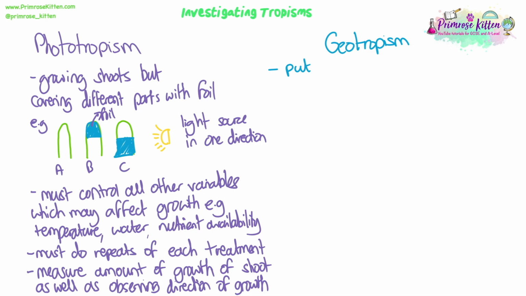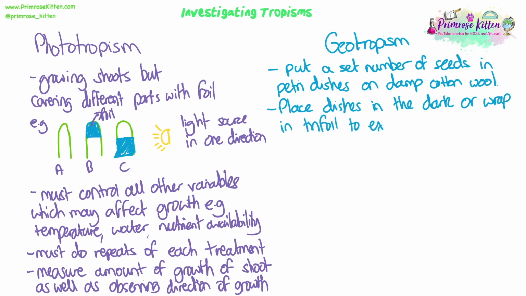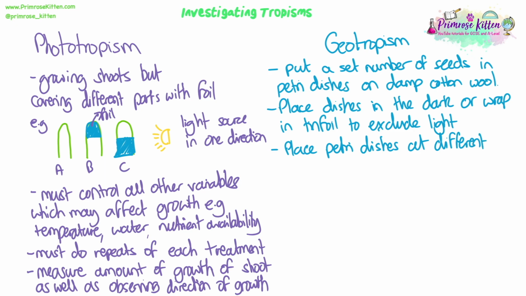You also need to know how to investigate geotropism. You need to put a set number of seeds in Petri dishes on damp cotton wool. There should be the same number of seeds in each dish, and each bit of cotton wool should have received the same volume of water. You're then going to place the dishes in the dark, or you're going to wrap them in tinfoil to exclude light. This means that we're only going to be looking at the effect of gravity and not light.